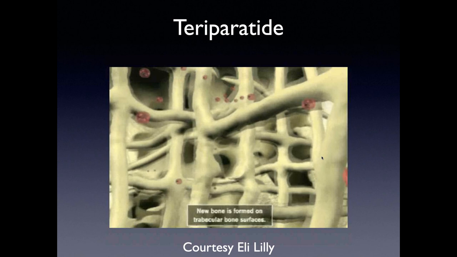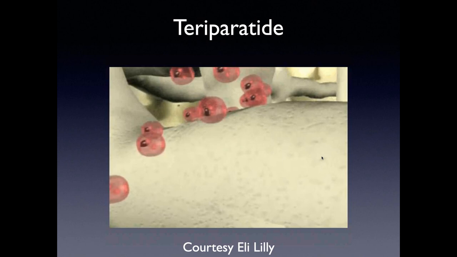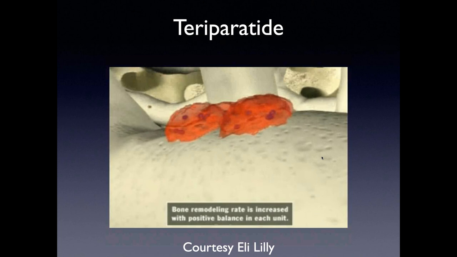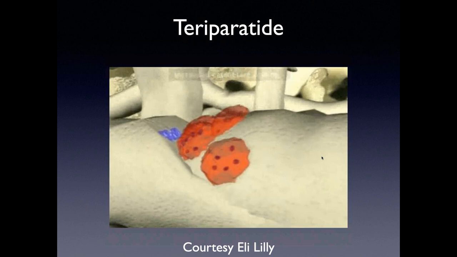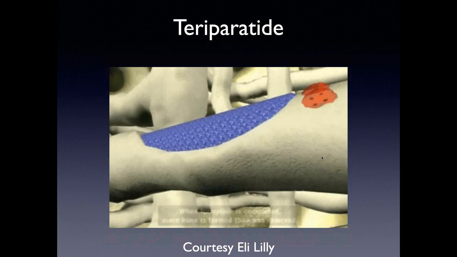New bone is formed on trabecular surfaces. Traditional bone remodeling then begins. The bone remodeling rate is increased with a positive balance in each remodeling unit. Teriparatide stimulates increased osteoblast activity. When bone formation is completed, more bone is formed than was removed.